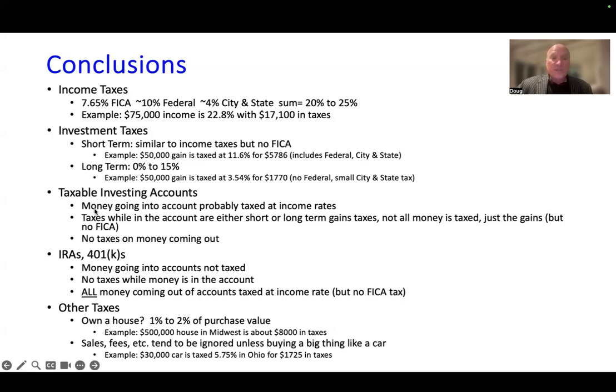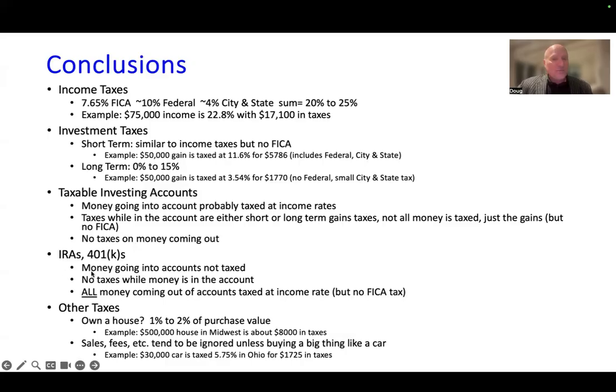Okay, taxable investing accounts, money going into, it's like your checking account, money going into the account was probably taxed at your income rate. In other words, you had your income, you subtracted off all these taxes, and then whatever was left over, you put into your taxable account. Taxes while in the account, either short or long term, depending upon how long you bought and then held and then sold, depending upon that timeline. That's either short or long term. Not all money is taxed, just the gains, but no FICA. That's good. And there's no taxes on the money coming out.